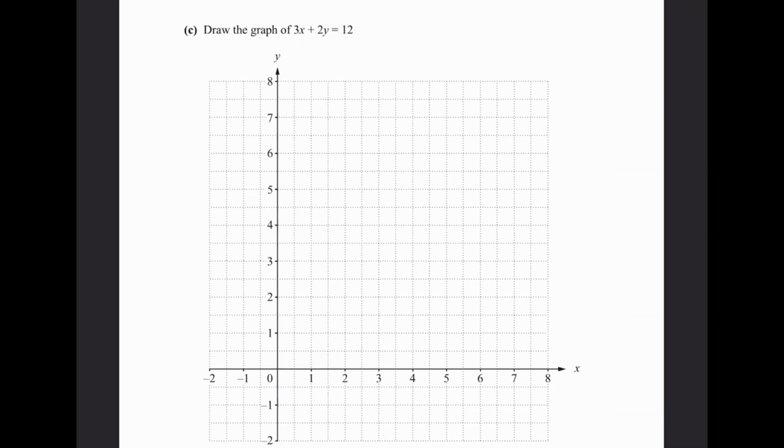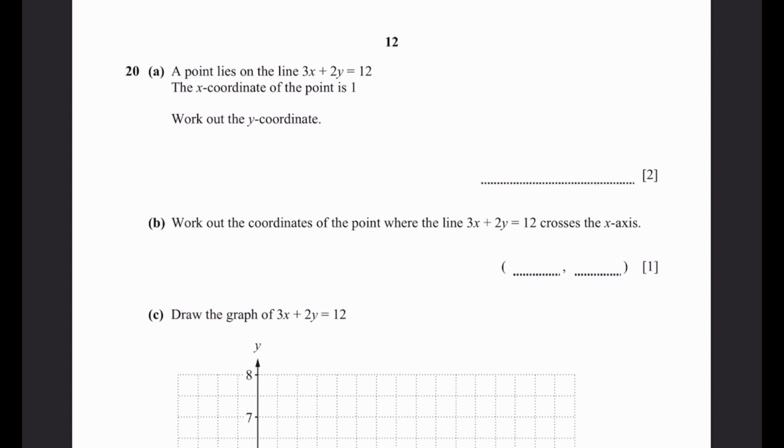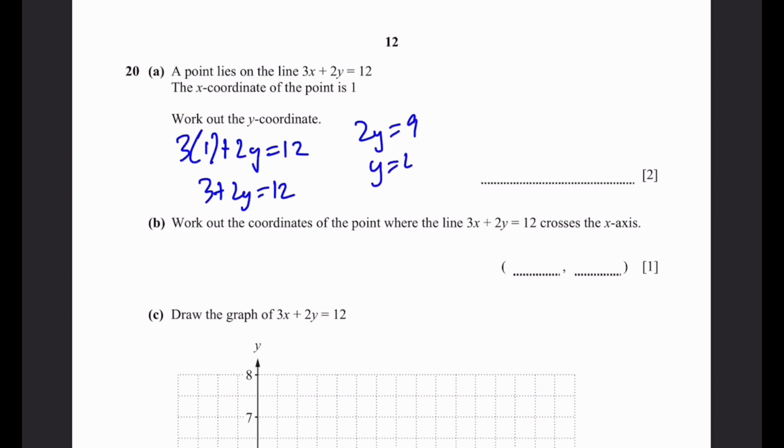Let's go to question 20. A point lies on the line 3x plus 2y equals 12. The x coordinate of the point is 1. Work out the y coordinate. We can substitute x is equal to 1. So 3 into 1 plus 2y is equal to 12. 3 plus 2y equals 12. 2y equals 9. And y is equal to 4.5. That's the answer. Let's go to B.